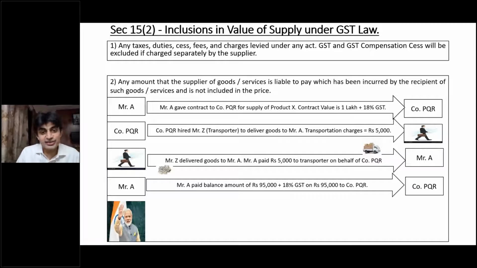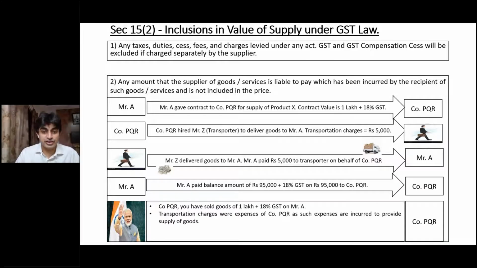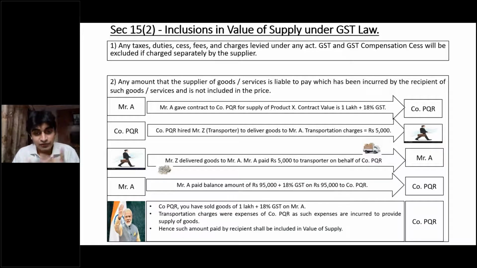Answer is, हमारे मोदी जी आ गए, गवर्नमेंट कि बॉस, you sold goods for how much? 1 lakh plus 18% GST. Transportation charges were expense of the supplier. वो आप ही का काम था. They have just been incurred by the recipient on his behalf. Hence such 5,000 will be included in the value of supply. GST shall be charged on 1 lakh rupees, not on 95,000.